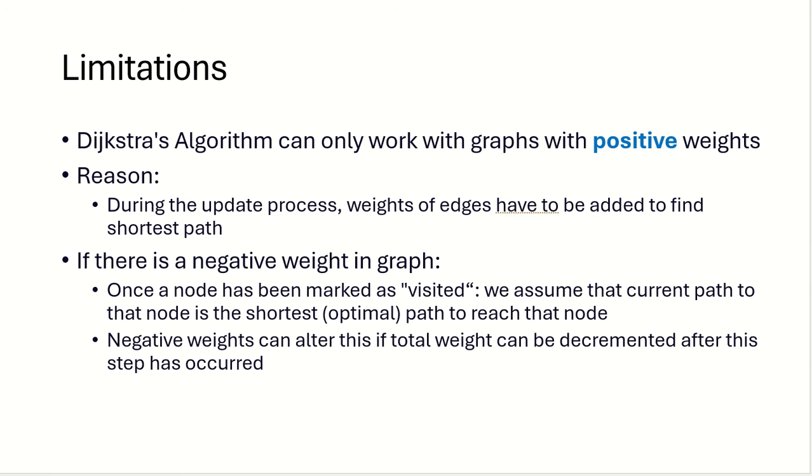The limitation of Dijkstra's algorithm is that it can work only with graphs with positive weights, because when we are updating, the weights of the edges have to be added. If there is a negative weight in the graph, once a node has been marked as visited, we are assuming that the current path to that node is the shortest path, but negative weights can alter this decision.